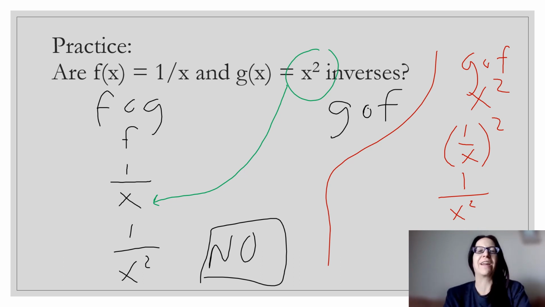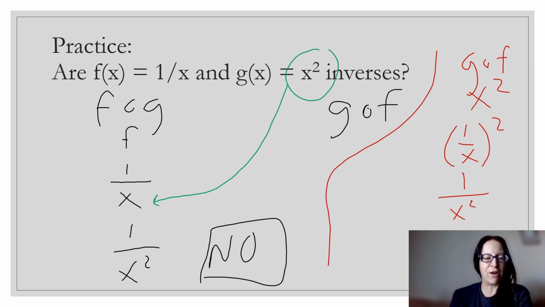Now, practically speaking, if this is a multiple choice or a true false question, you don't have to do it this way. You could graph them. You could do f of x equals 1 over x and g of x equals x squared, and then take a look at what those graphs are and look for that symmetry. So those are some other options.